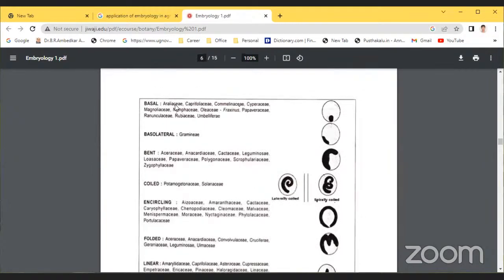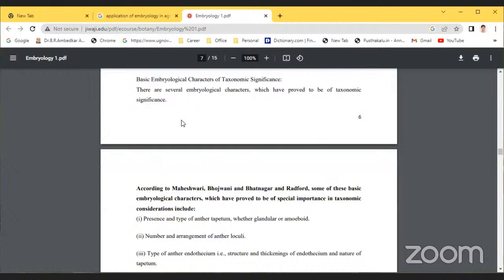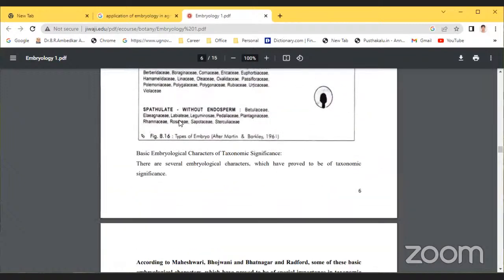The families: Araliaceae, Caryophyllaceae, Commelinaceae, Cyperaceae, Magnoliaceae, Nymphaeaceae, Oleaceae, Papaveraceae, Ranunculaceae, Rubiaceae, Umbelliferae. Basilateral, these are the Gramineae. So these are some characters, and also the importance of embryological characters in taxonomy.